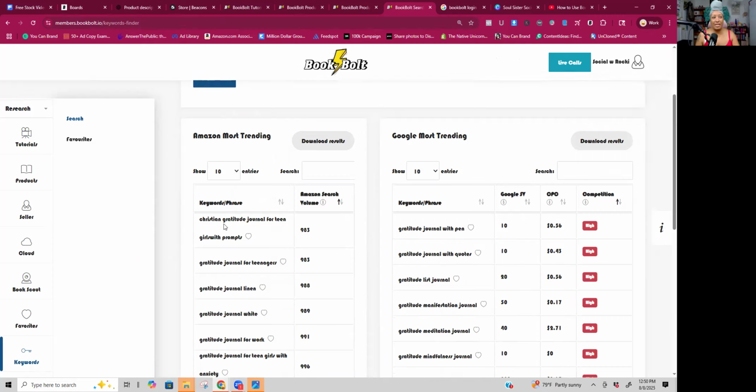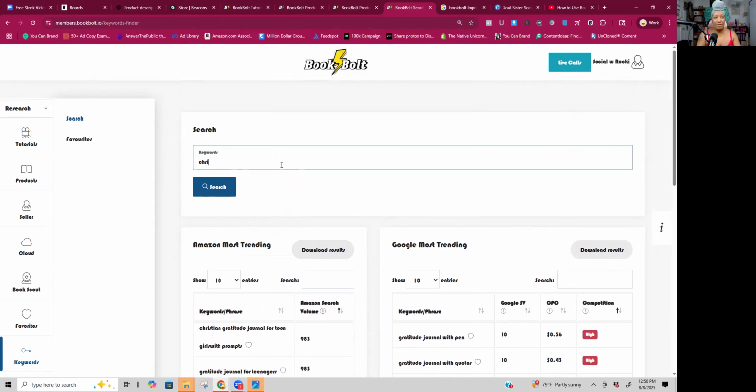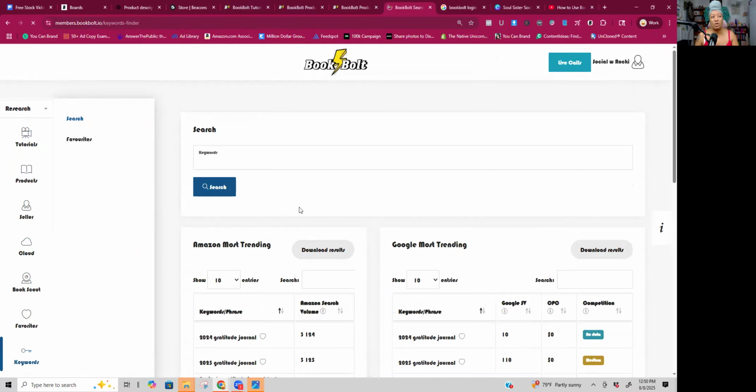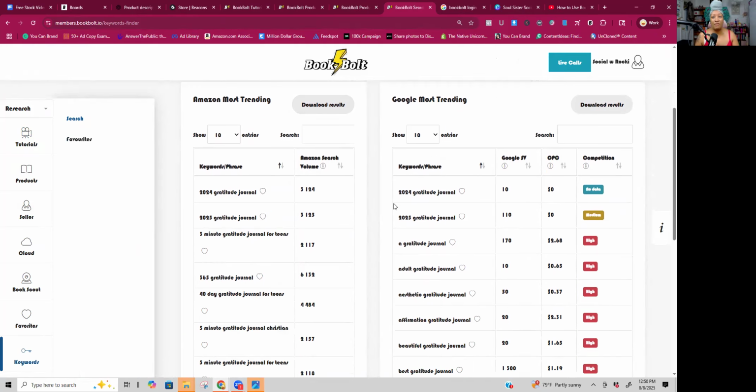I see here on the left-hand side, it says Christian Gratitude Journal for Teens. So I'm going to type that in here. Christian Gratitude Journal for Teens. And this is just us talking about our naming structure, okay? I'm going through here, but we're going to talk about this again and go more deep. But I wanted to show you what was on the left-hand side, all right?